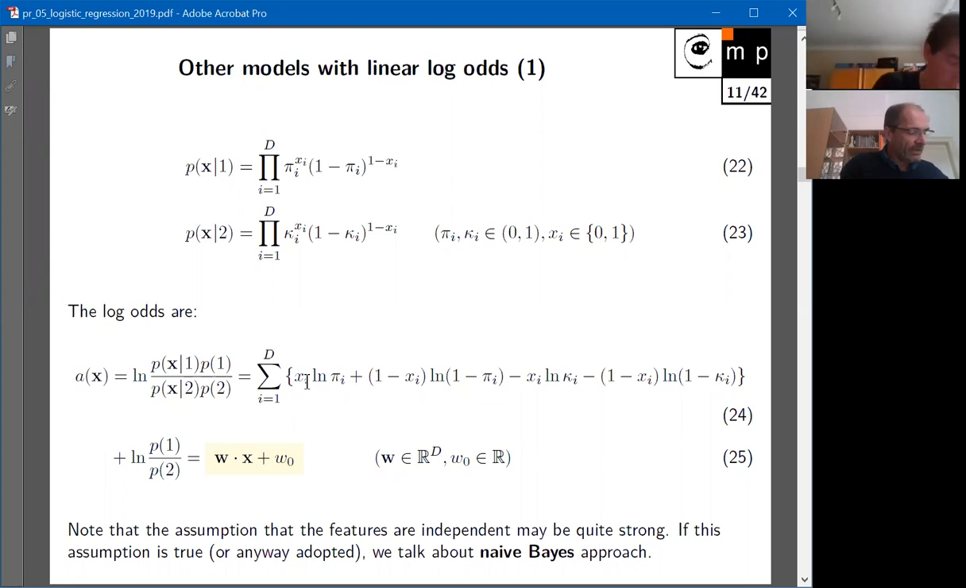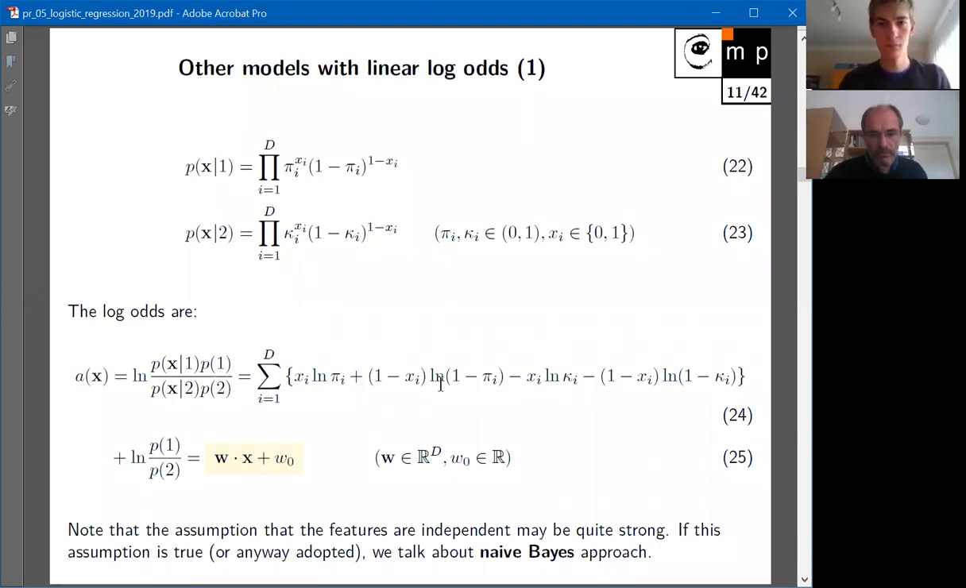I'll write it on another slide, another page. If we look at the stuff which is related to xi, we have xi multiplied by logarithm pi i, and also minus logarithm 1 minus pi i. So this will become wi. Pi i is a number, logarithm is a number. This is a known constant. We are now assuming we know pi. So in the end, this will be a sum of xi wi, and then there will be some number w0 here.